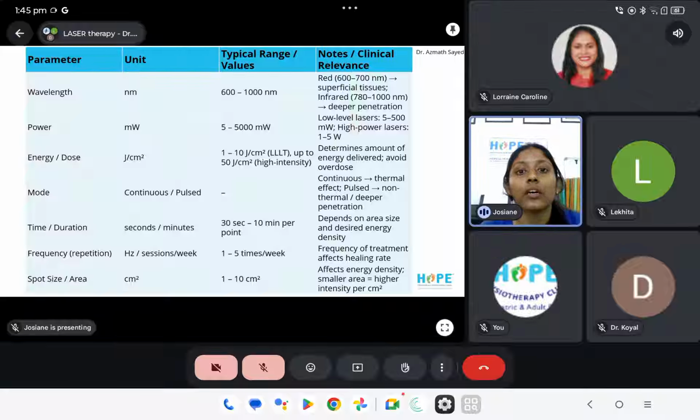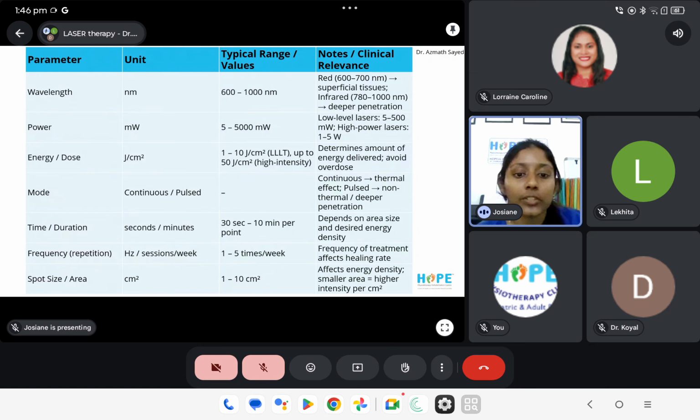Power is in milliwatts, and the typical range is 5 to 5000 milliwatts. For low level lasers, 5 to 500 milliwatts is the range, and for high power lasers, 1 to 5 watts is the range. Energy or dose, which is joules per centimeter square, determines the amount of energy delivered, and we should avoid overdose.